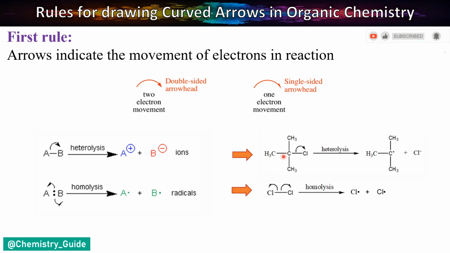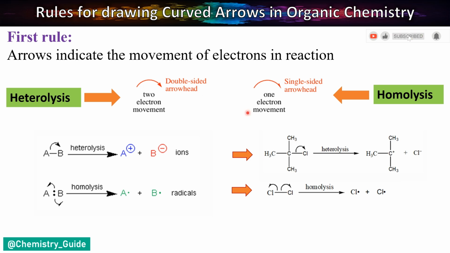This is an example of heterolysis and homolysis. The first one is the example of bond breaking between the chloride and the tertiary butyl group, which generates the tertiary butyl cation and chloride ion. And the second one is the homolysis, or single electron bond cleavage, between the chlorine atoms, generating the chlorine radical. So when there is a heterolytic bond cleavage, we generally use the double-sided arrow. And when there is a homolytic bond cleavage, we use the single-sided arrow.